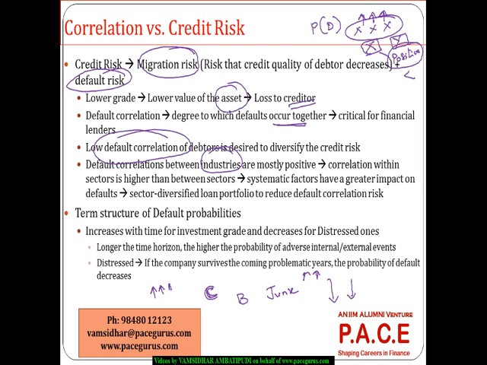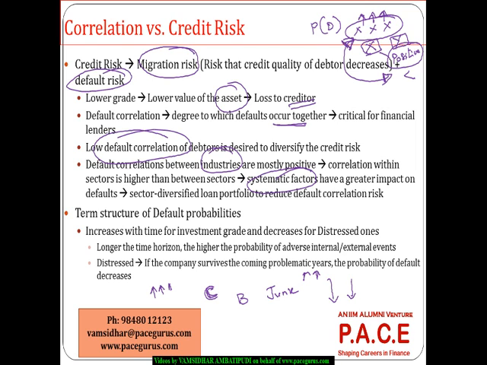And systemic factors are having a greater impact because even between this and this, if the correlation is very high, then it means across the economy, the economy is playing a bigger role in terms of default. The economic situation going worse, all of them are going worse together. Economic situation is improving, all of them are improving together. So there is a kind of sector specific role.